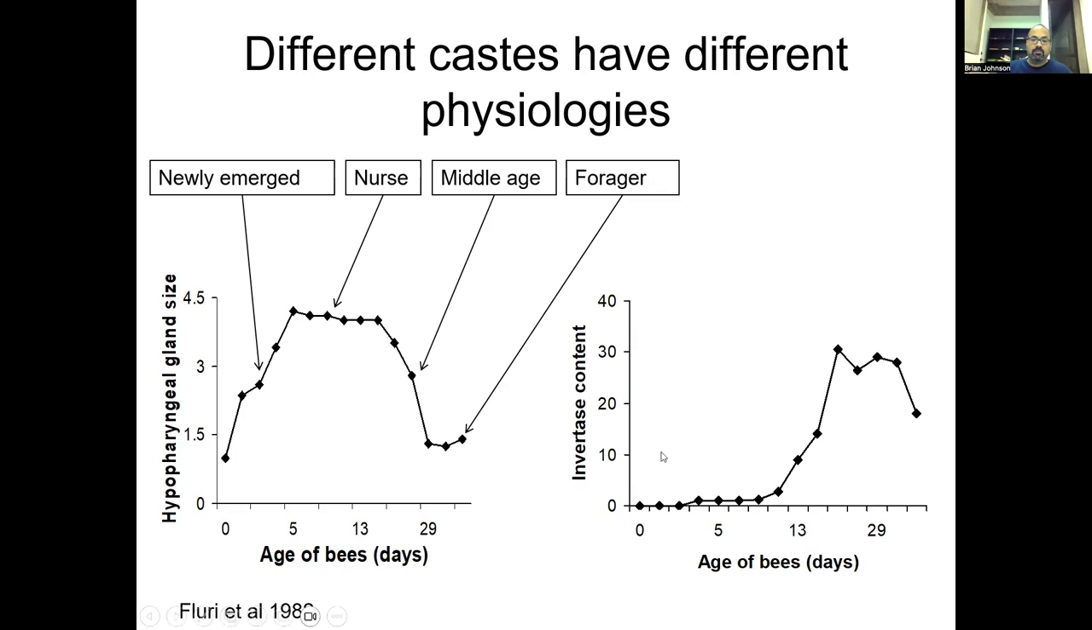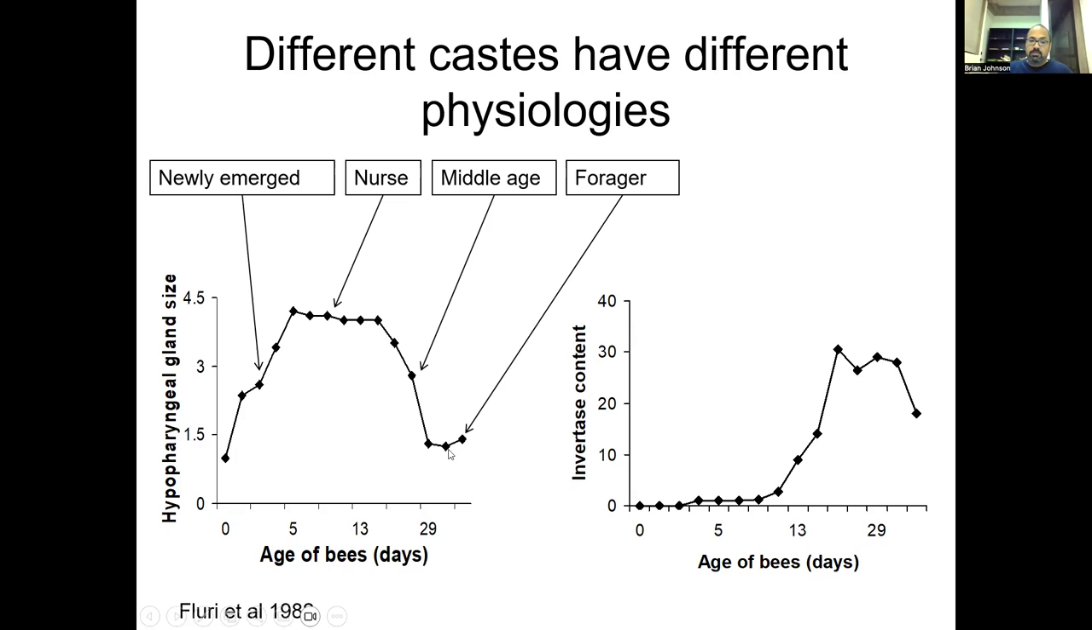This is the gene expression of the invertase gene. This is the gene that helps turn nectar into honey. It breaks down sucrose into fructose and glucose. When the gland is at its largest size, in a nurse bee, it's producing brood food. If I were to show gene expression, there would be a lot of royal jelly proteins being produced when they're young. And this invertase isn't being produced at all when the bees are young.